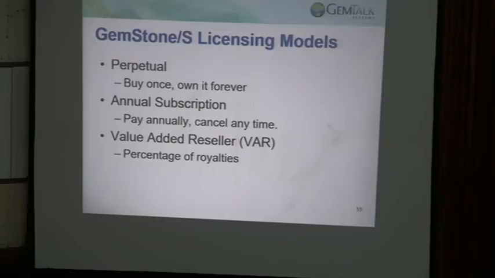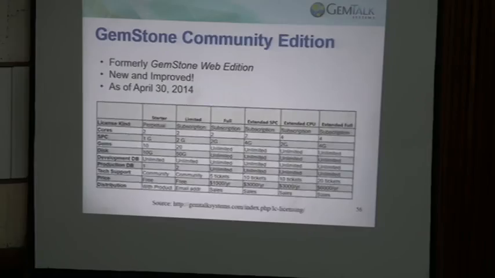Licensing: perpetual, buy once. Annual subscription, lower fees on a repeat basis. If you're building an application and selling it, a VAR arrangement with a percentage of royalties. And those are all negotiable. We have a community edition, and this information is available on the website. There's a key that's provided with the download that allows certain use. If you want to increase that use, all you do is send an email, and then there are prices for going up from there.